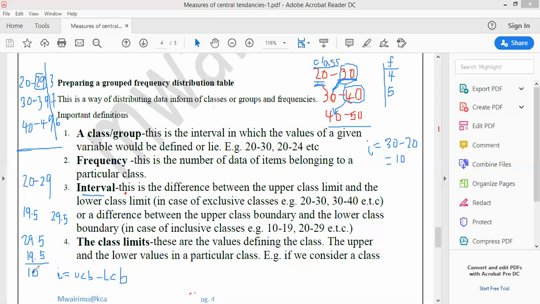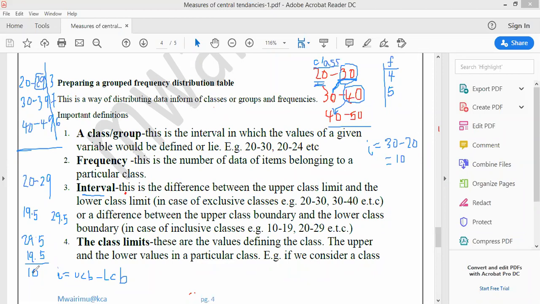I repeat, for the class that we call inclusive in nature, find the upper class boundary, subtract the lower class boundary. That difference gives you the correct class interval, which you may use when you're drawing the ogive, drawing the histogram, and computing the median, as well as the modal variable of the distribution. I hope those terms are clear.